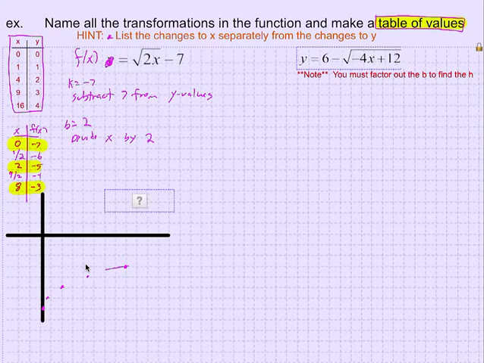And connect them as best as you can. Just make sure you note which one is the starting point and which one gets the arrow to show it's increasing.